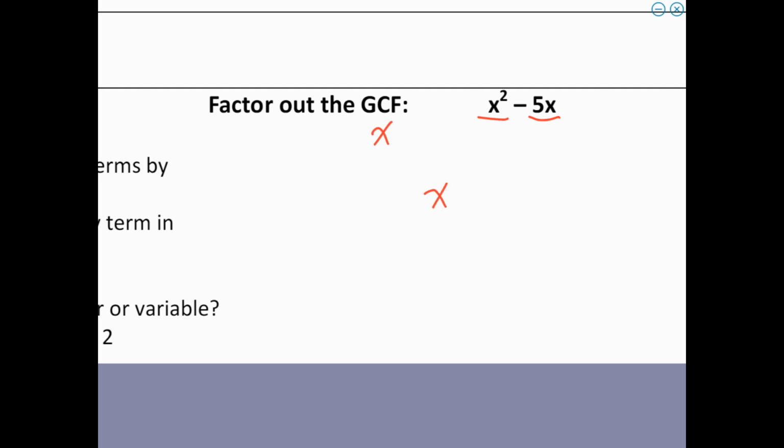So I'm going to divide x squared minus 5x by x. You can write it like that, or you can write it as a fraction, like we've been used to seeing. Either way is an appropriate way to write it. So if I divide x squared by x, what do I get?